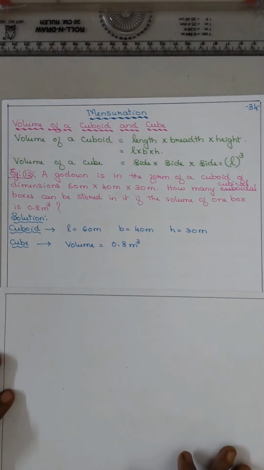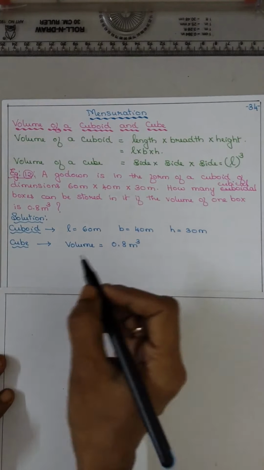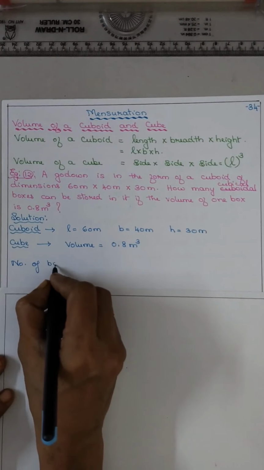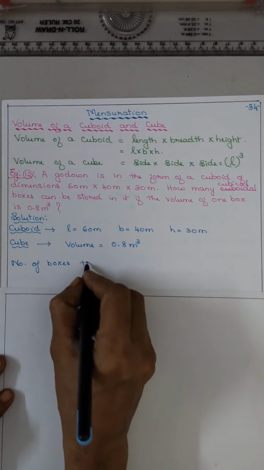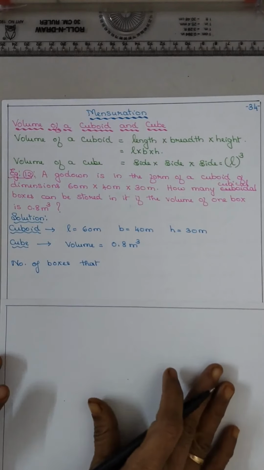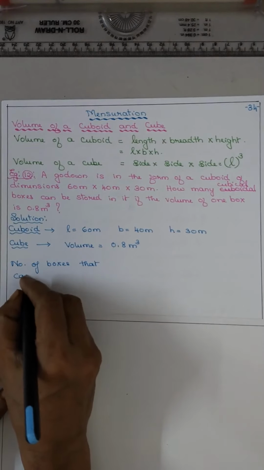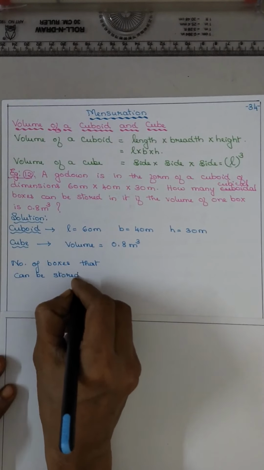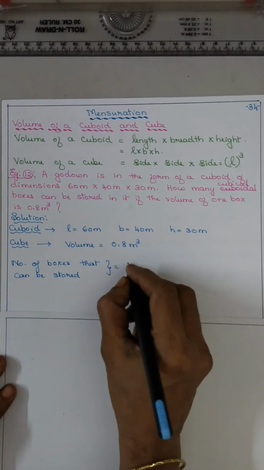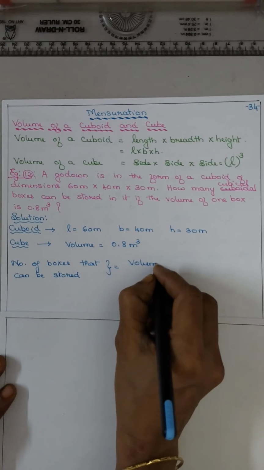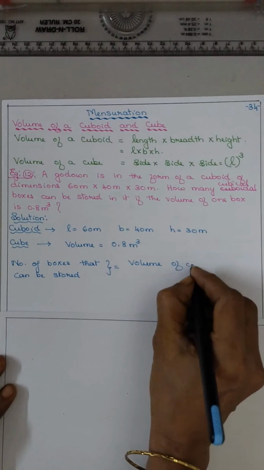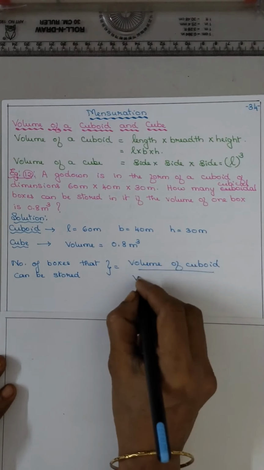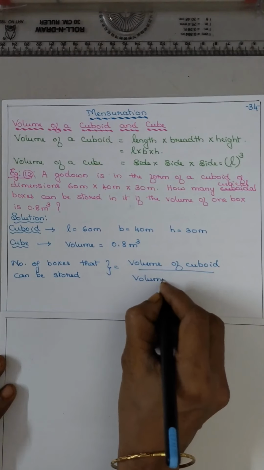Now we will write how many boxes. So number of boxes that can be stored is equal to volume of cuboid divided by the volume of a cube.